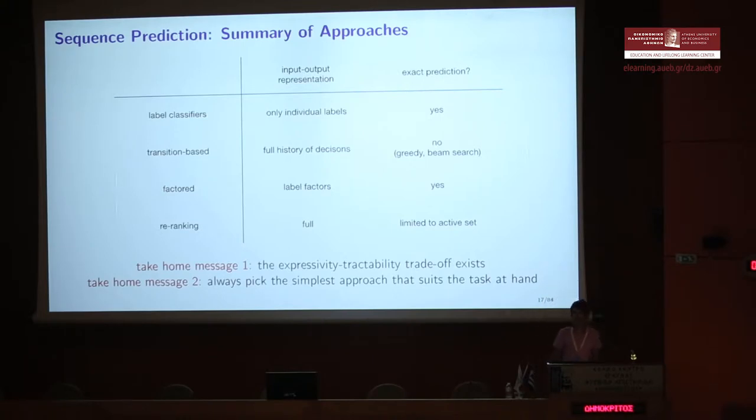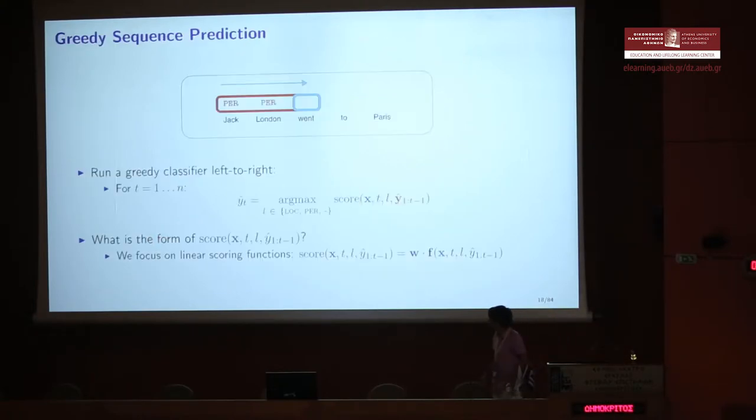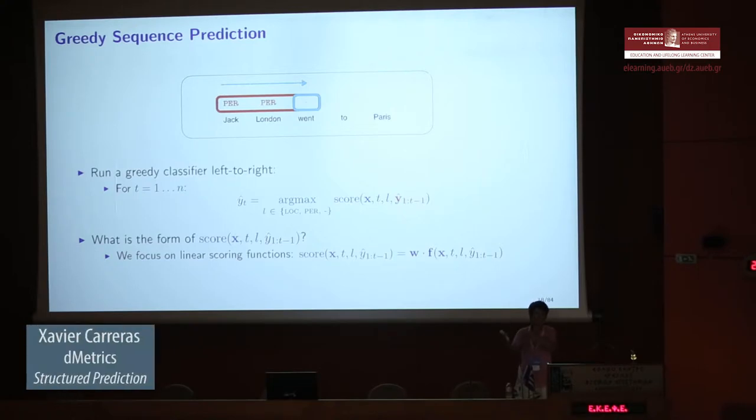More questions? So specifically, I'm going to focus now on transition-based and factored models. That's going to be the rest of the lecture. So I keep going. I will now extend greedy sequence prediction, which maybe will answer your question. This is the simplest model I can think of for structure prediction, and it belongs to the family of transition-based models. Transition-based models are those that build the output structure incrementally, one piece at a time.